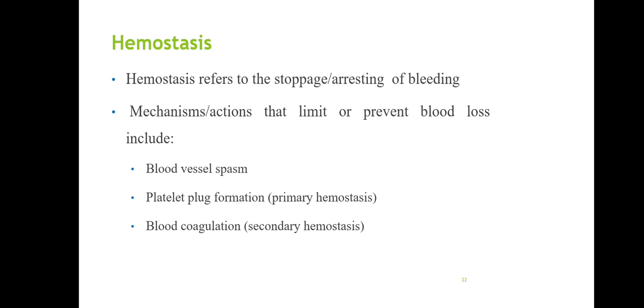What is hemostasis? Hemostasis refers to the stoppage or arresting of bleeding. We want someone to stop bleeding. The process of arresting bleeding is what we call hemostasis. These are the mechanisms or actions that limit or prevent blood loss. They include blood vessel spasm, platelet plug formation, and blood coagulation. So these are the simple mechanisms involved in hemostasis. There needs to be a blood vessel spasm, then platelet plug formation, which we call primary hemostasis, then blood coagulation, which we call secondary hemostasis.